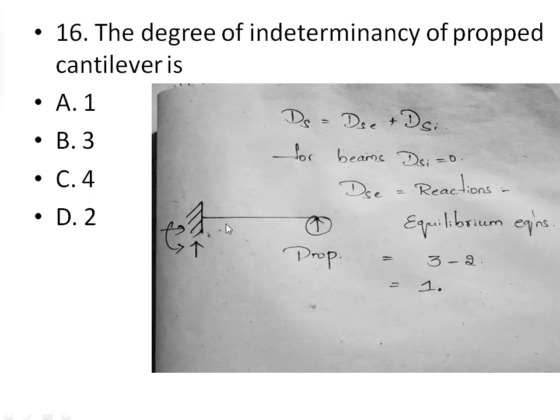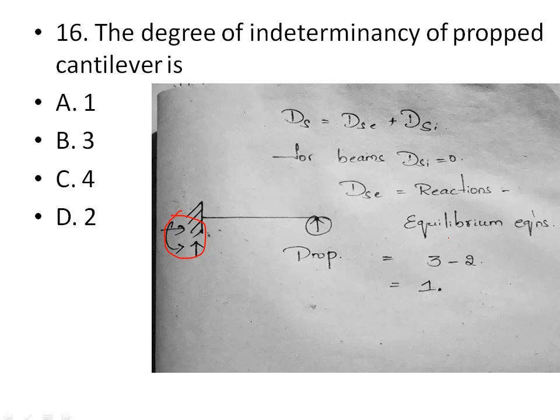And here the reactions are 3: one is horizontal, vertical and the moment. There are 3 reactions, and equilibrium equations for the coplanar concurrent are 2. Coplanar means the forces are acting on one plane, and concurrent are the forces which are acting at the same point. It is the coplanar concurrent. So we have to take the 2 equilibrium equations.